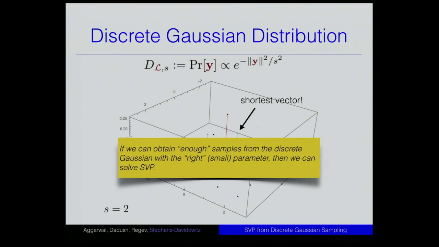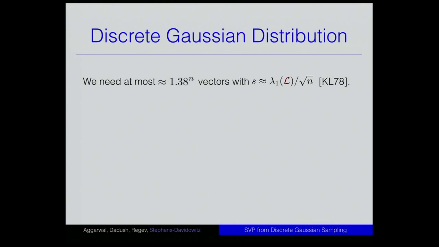Of course, in higher dimensions, things might be a little messy, but the intuition that we can take from this is that if we get enough samples, where I'll define enough in a second, from the right parameter, I'll define that in a second too, but it's rather small, then we can solve the shortest vector problem. In particular, if you use a rather heavy hammer, so I certainly won't show you this proof, you can show that we need about 1.38 to the n vectors, with s about lambda 1 over square root n. So polynomial factors won't matter to us much here. Basically, you want to sample from a parameter proportional to the shortest vector. And this uses the Kissing number bound of Kabatiansky and Levitstein.